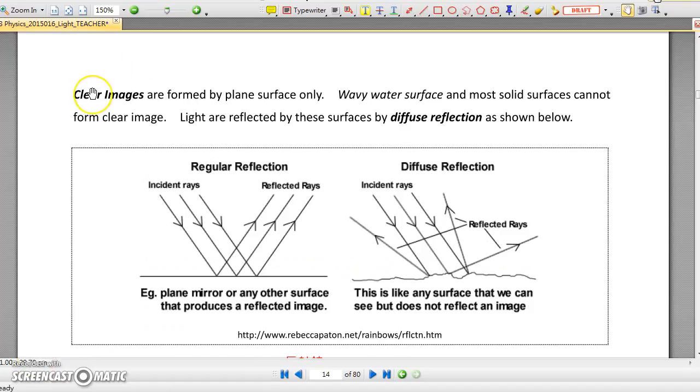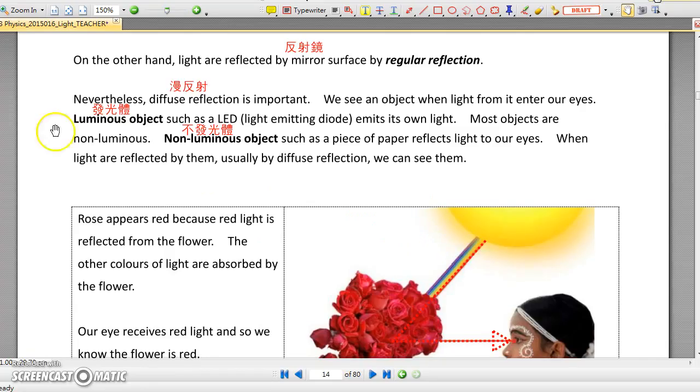Clear images are formed by plane surfaces only, where there is regular reflection, where the lights are reflected in this way. While wavy water surface and most solid surface cannot form clear image, the light rays are reflected by diffuse reflection. The light rays appear to be irregularly reflected. Nevertheless, diffuse reflection is important.